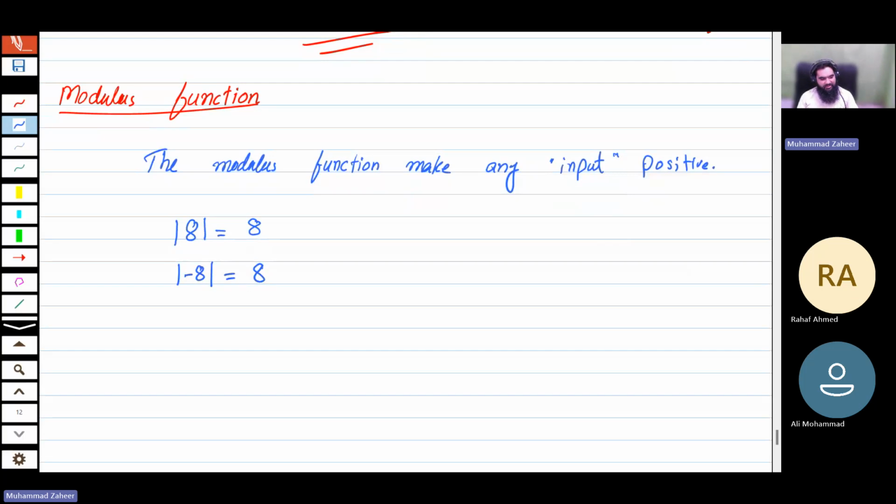In the modulus function, these lines show the modulus. Okay. In the modulus function, the output of the function is always positive. All right. For example, if you are substituting any other value, like mod of minus x, the answer is going to be positive x. In the same way, if you substitute a positive value, like 7, it gives you a positive 7. But if you substitute minus 7, the answer is positive 7 as well.